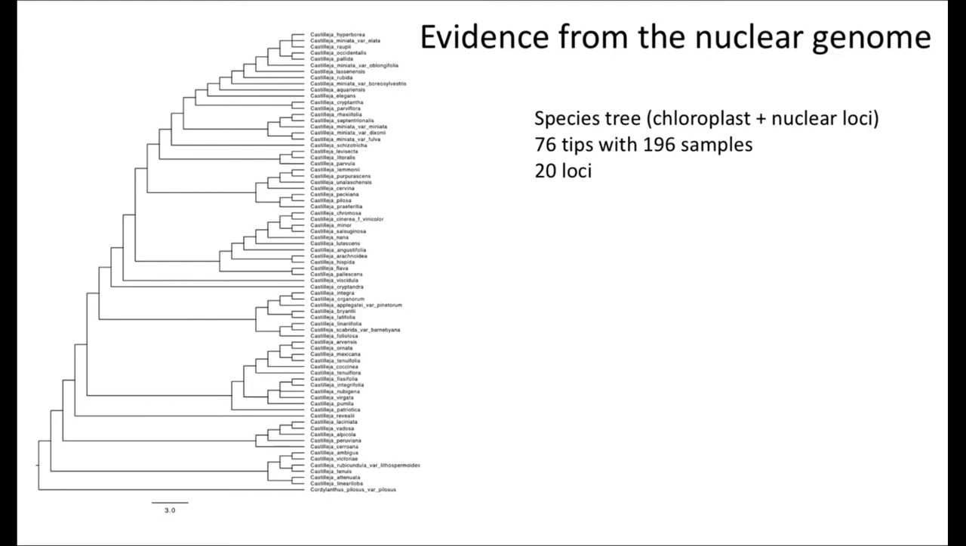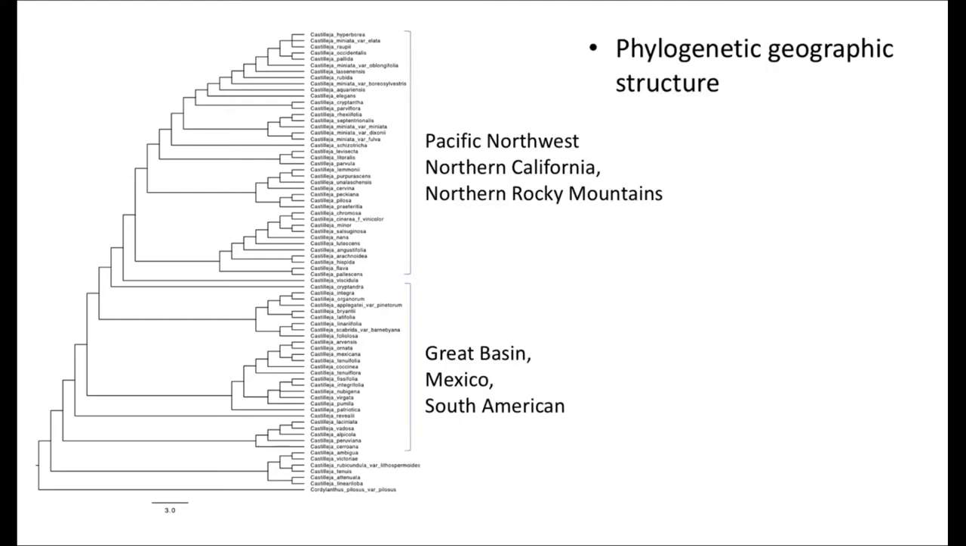So this is a species tree that, I think, was made with SVD quartets. There are 196 samples that went into this analysis, representing approximately 72 species. As I did with the chloroplast phylogeny, I'm going to walk you through some of the patterns and our hypotheses of interest. So we again recover a pretty solid pattern of phylogenetic geographic structure. It's not as tight as the chloroplast phylogeny, but these clades are definitely centered around some of these major geographic features.